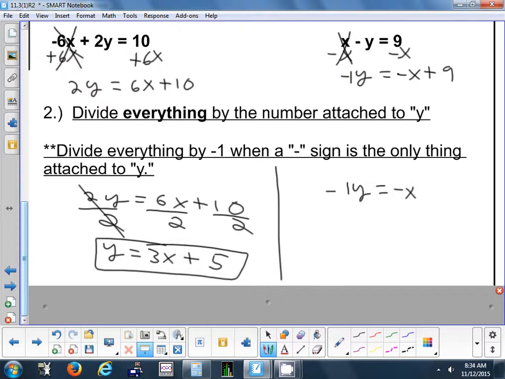-1y equals -x plus 9. Zach, can you remind us, how do we get rid of that -1? Yep, divide everything by, which in this case, -1. All right, so the 1's are gone, the negatives are gone. Justin, what's -x divided by -1?